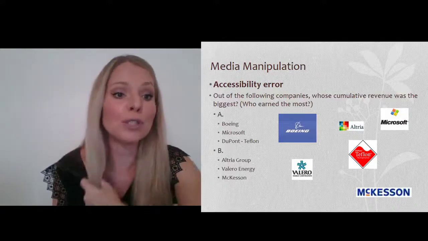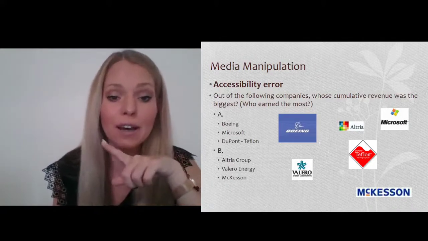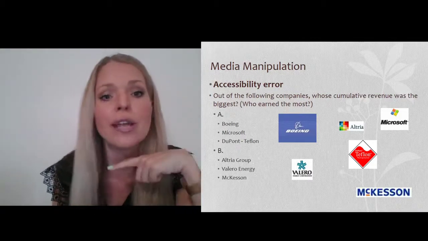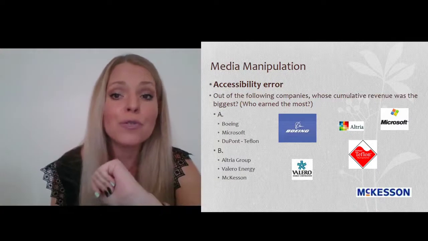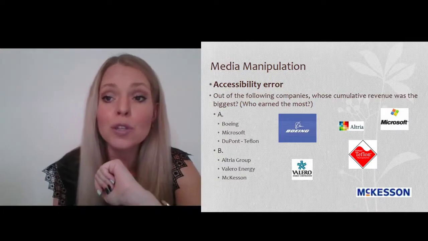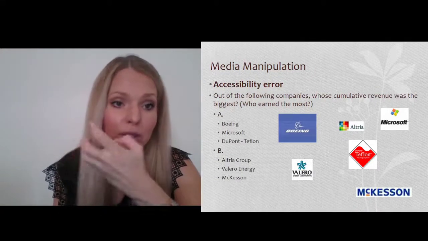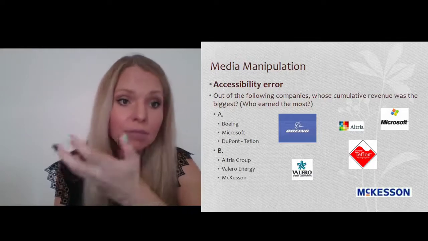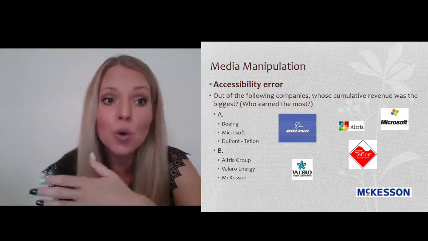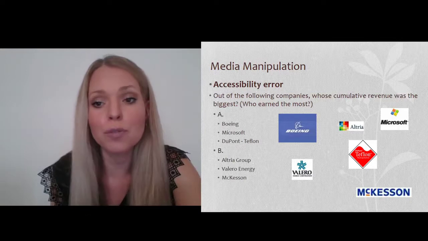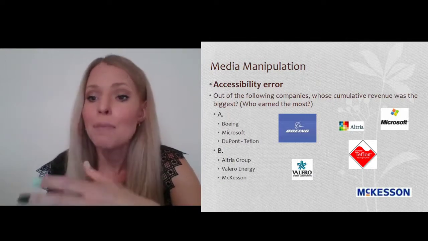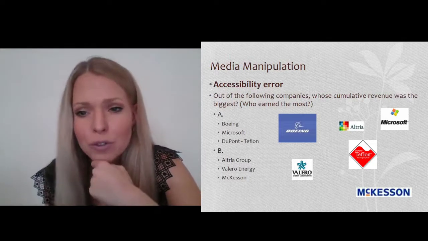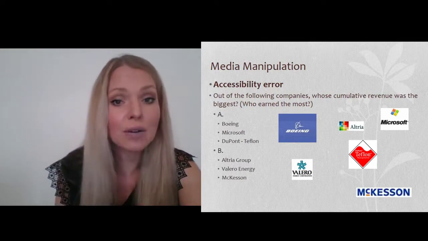Accessibility error. Now, we do have a bunch of these in the questionnaire. If I asked you, for example, out of the following companies, whose cumulative revenue, whose yearly business intake, was the biggest, who earned the most? Here you've got Boeing, Teflon, Microsoft, McKesson, Altria, and Valero, if that's pronounced that way.